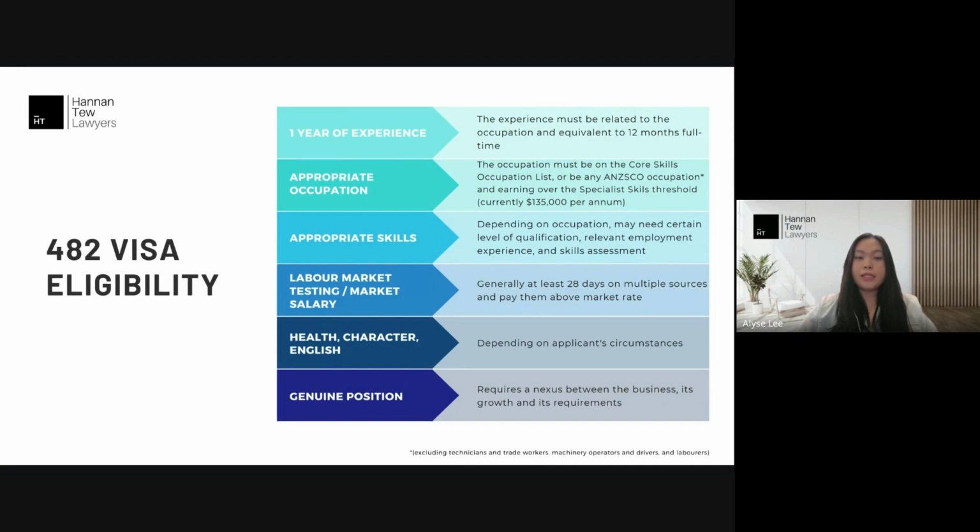Labour market testing must still be met, and the individual must also be paid above market rate for the role in that relevant location. So I'll go through this in more detail in the next slides.